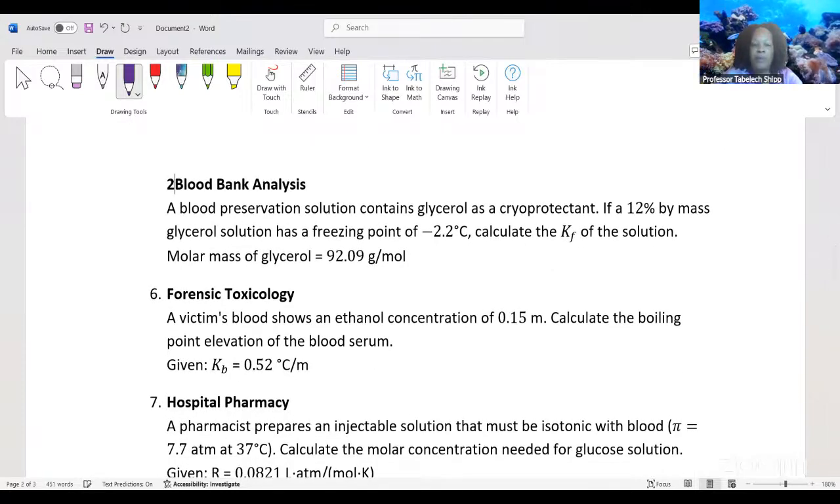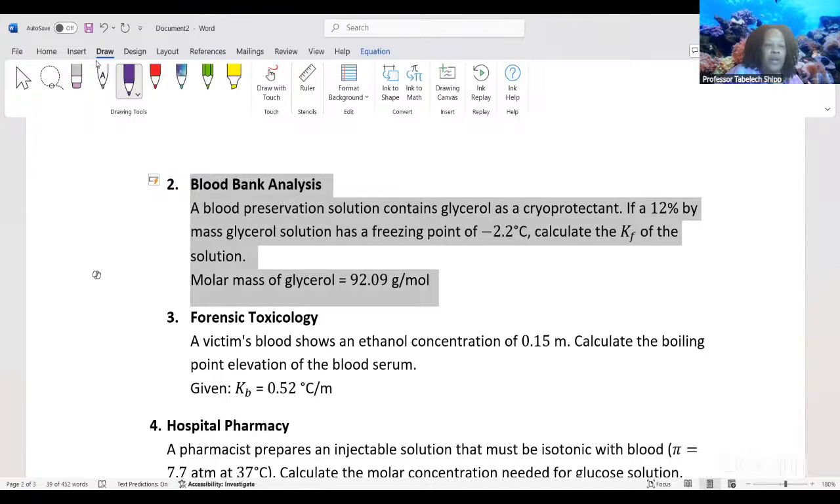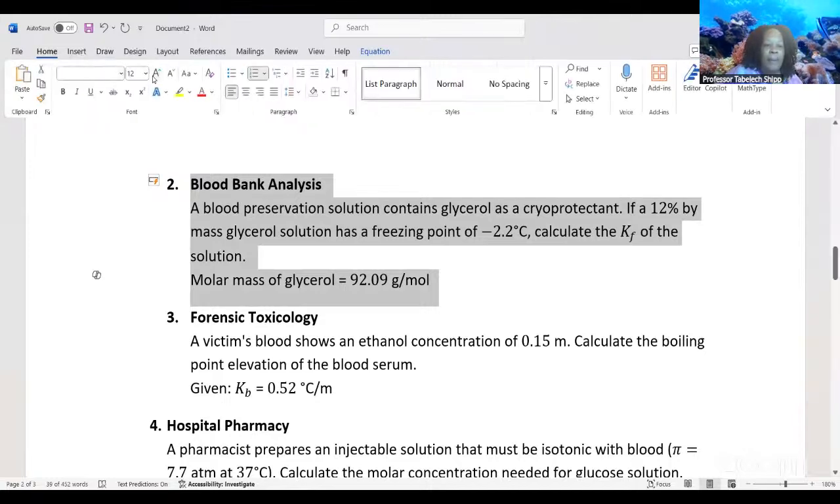All right, so this is number 2 right here. Okay. And let me go ahead and highlight this and make it a little bit bigger so you guys can see that right there.